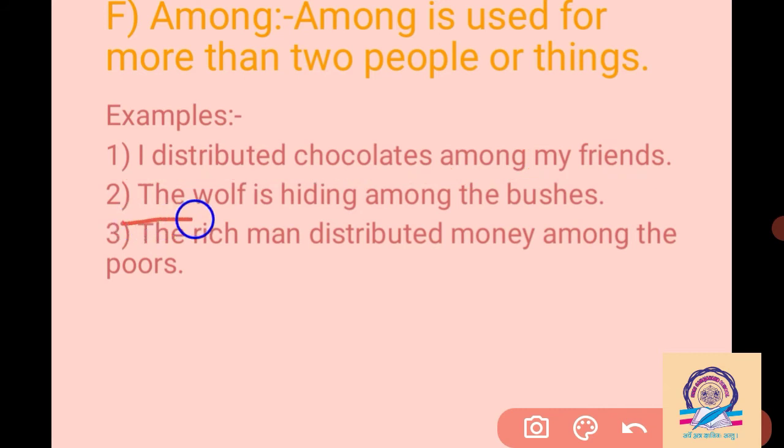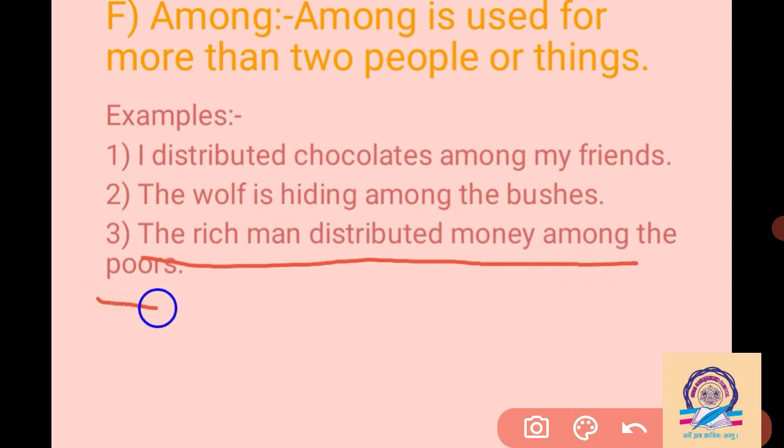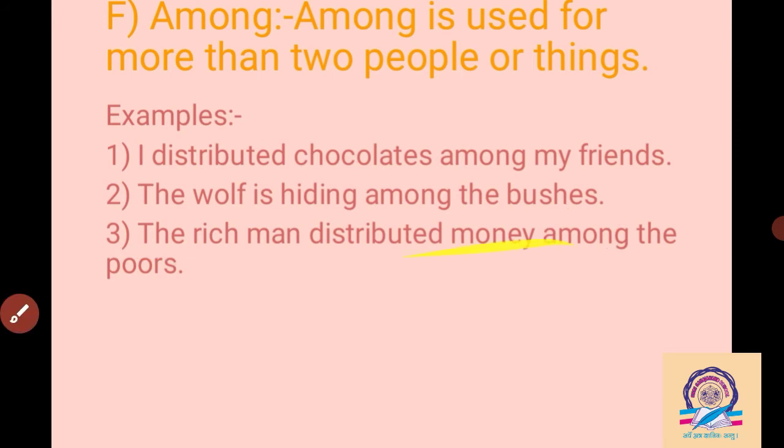The wolf is hiding among the bushes. So here there are bushes, so many bushes. So we have to use among here. The rich man distributed money among the poor. So here among means many poor people are there. I am talking about more than two poor people. So among means more than two.